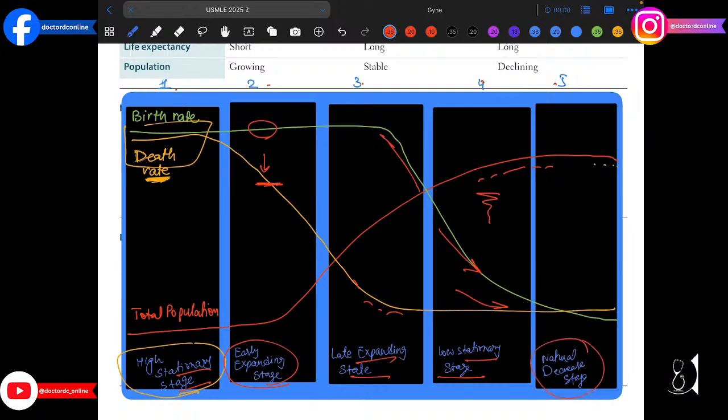And today, most developed nations are in this stage. And finally, we get to stage 5, which wasn't part of the original model but has been added more recently to reflect declining populations, which is why it's called the natural decrease stage. Here, the death rate exceeds the birth rate, and so the rate of natural increase begins to decline. And an example of a country in this phase is Japan.